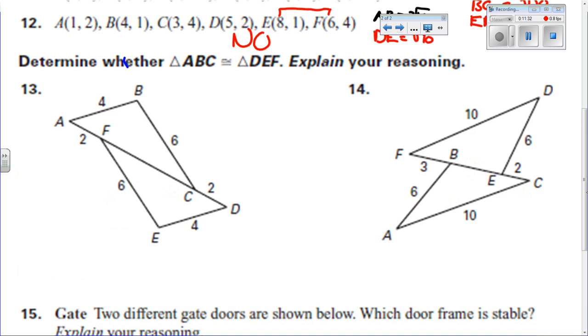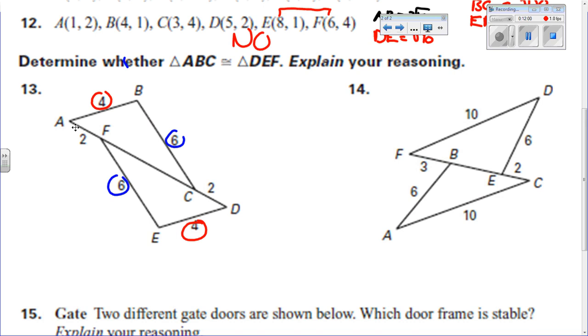Number 13. Determine whether triangle ABC is congruent to triangle DEF. Explain your reason. Okay, so AB and DE are the same. EF and BC are the same. They're both 6. These ones are both 4.